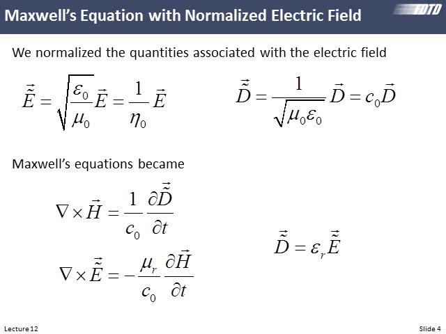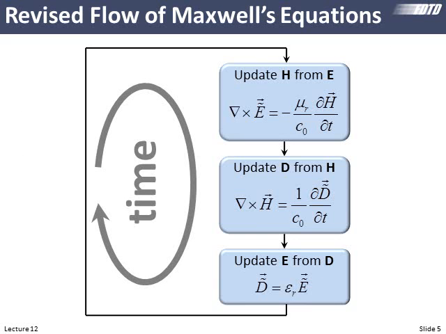So in a way, we have a three-step update. Rather than going E to H, we're updating D from H, updating E from D, and then updating H from E. And then that cycle repeats itself. So here's our revised block diagram. Update H from E, update D from H, update E from D. And then that repeats, and it just keeps repeating. So no more EH. Now it's HDE, HDE, HDE, HDE.